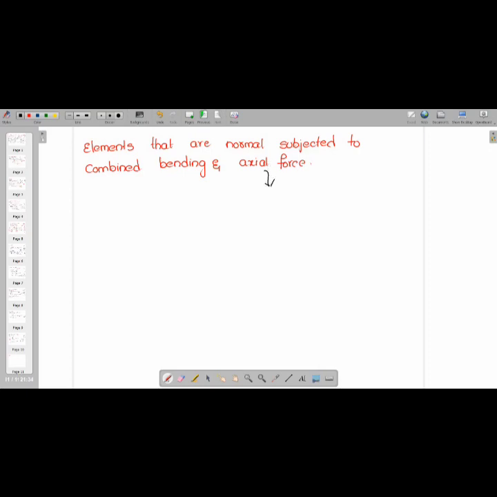What, sir? Can anyone tell me? The example can be taken as columns in a framed structure. Columns in a framed structure. This is the best example of elements that are subjected to bending and axial force.